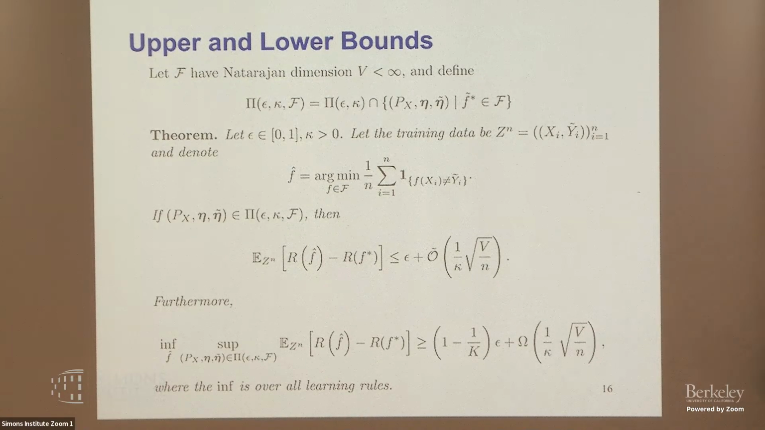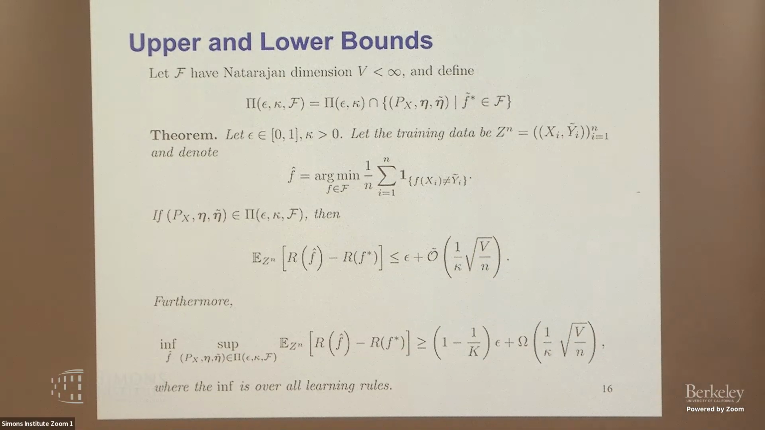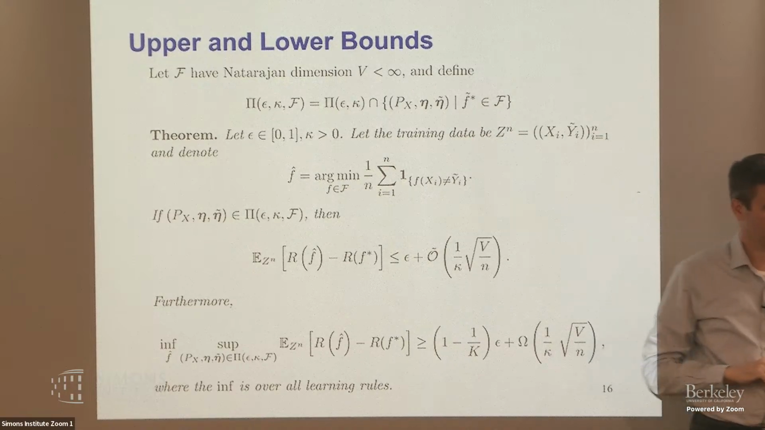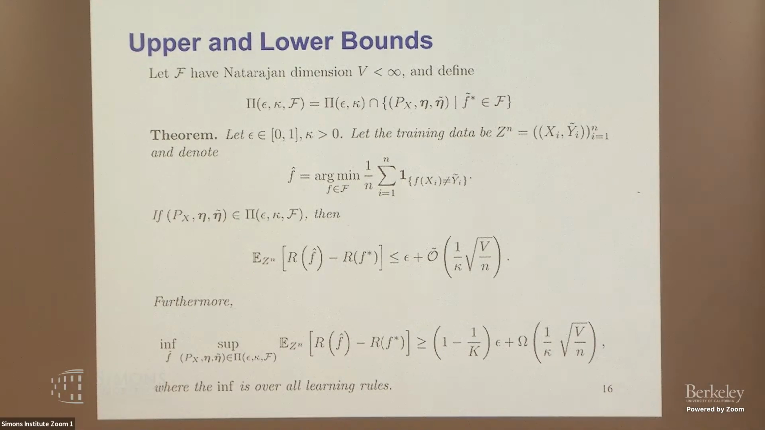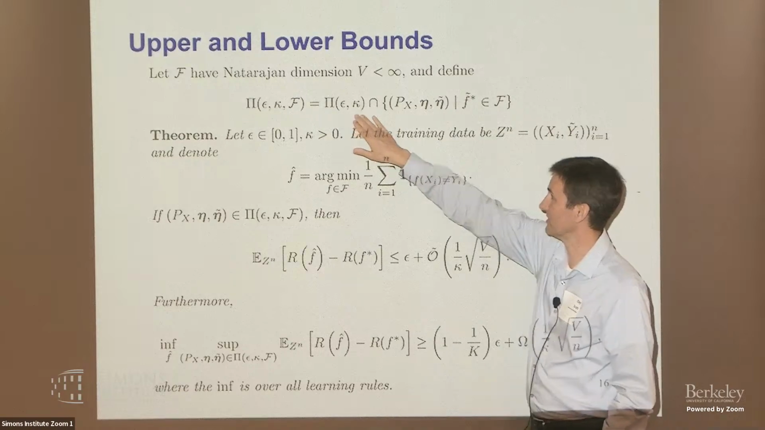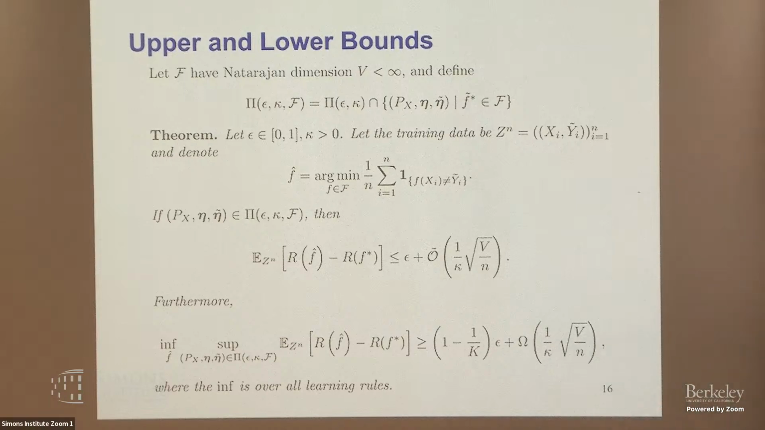If we want to get an upper bound on the learning algorithm, we might need an additional assumption. My additional assumption is that the noisy Bayes classifier belongs to this set, capital F. So I'm defining the set pi of epsilon kappa F, which is just my previous assumption, plus I'm also going to assume that the noisy Bayes classifier has finite Natarajan dimension, that it belongs to this set F. In this setting, I'm going to talk first about an upper bound.